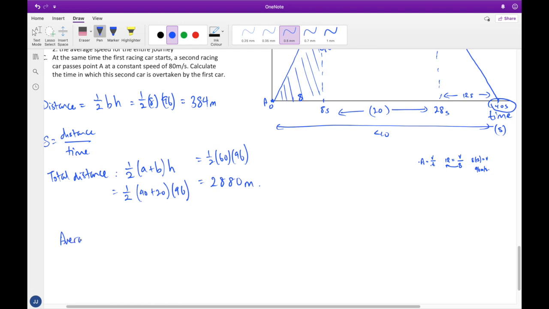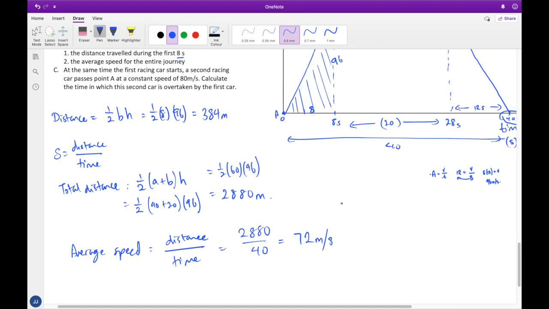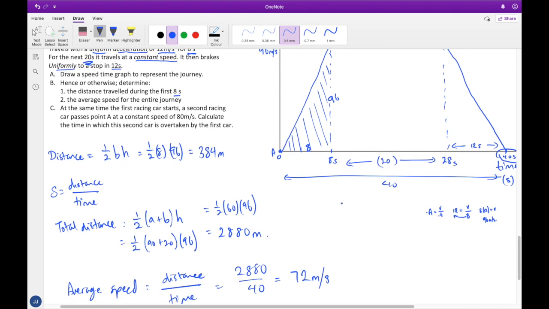So now that we've calculated the total distance, now we can calculate the average speed by saying that the average speed would be the total distance over the total time, which is 2880 divided by 40. So his average speed is roughly 72 meters per second. Remember, this is speed, not acceleration, right?